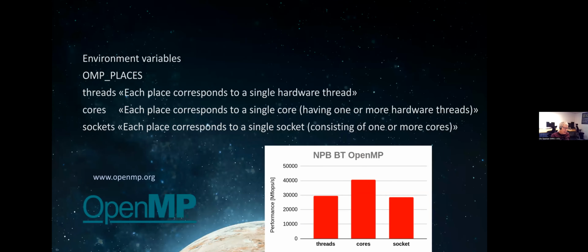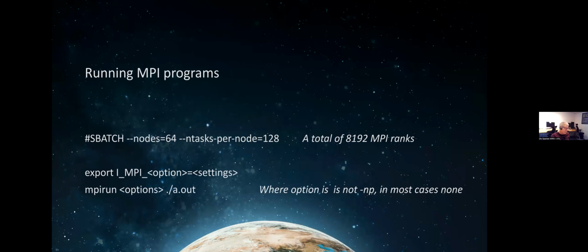It's also when you place them, you can place them by threads, by core, by socket. And for the BT NASA parallel benchmark, in the OpenMP version, using cores is the better one. But that's not always the case. It varies from executable to executable.